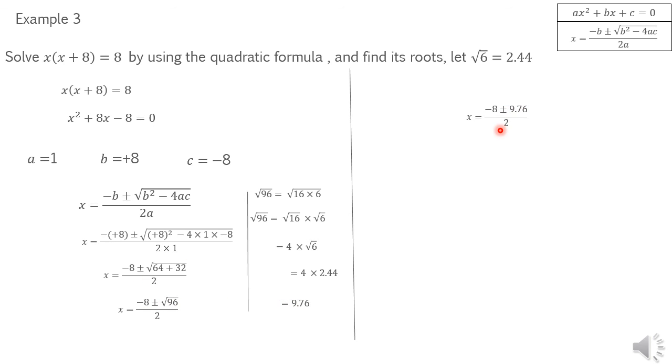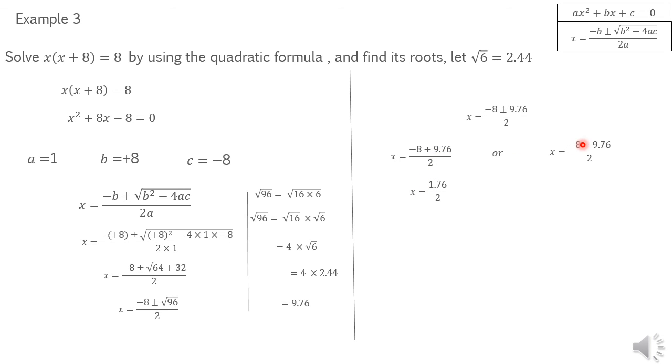Then we can put here negative 8 plus or minus 9.76, the square root of 96, divided by 2. Now how to solve? Take the plus sign and minus sign separately, those are the two roots. Now see, student, you have to simplify the numerator. Negative 8 and positive 9.76: one number is negative, another number positive. How to solve? Subtract, 9.76 minus 8, then you get 1.76, that is the greater number, positive.